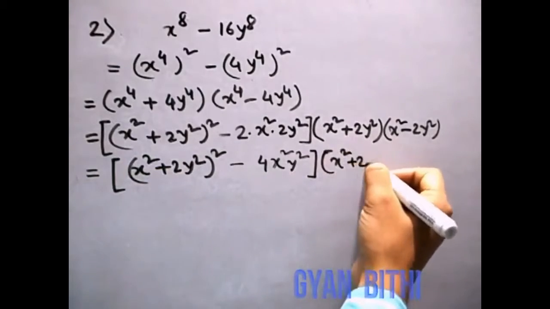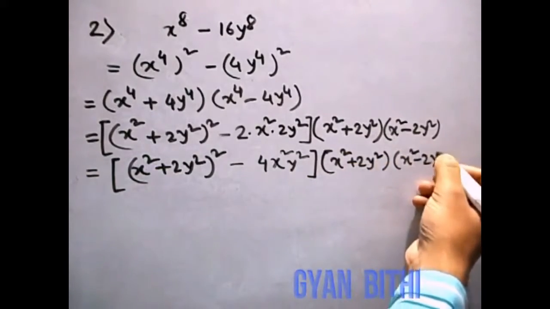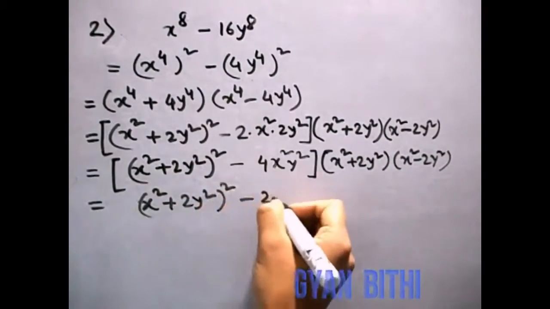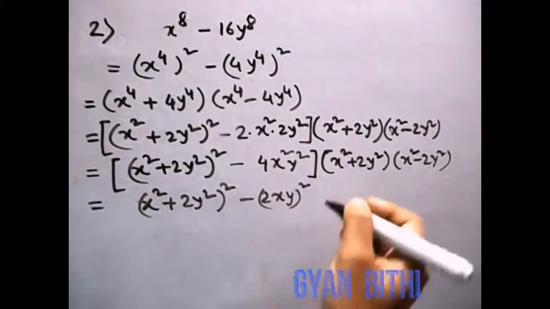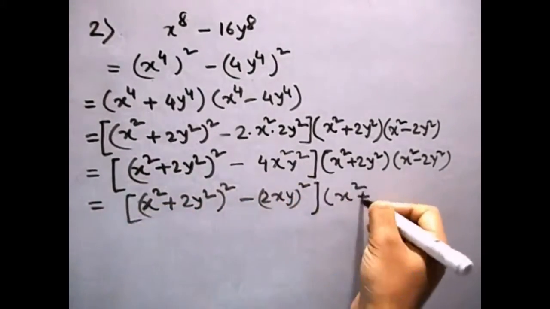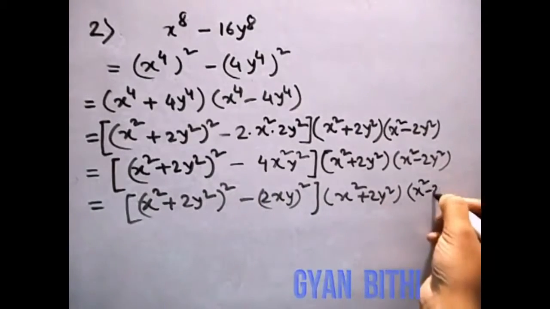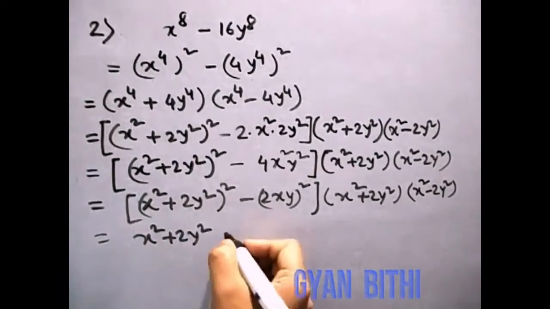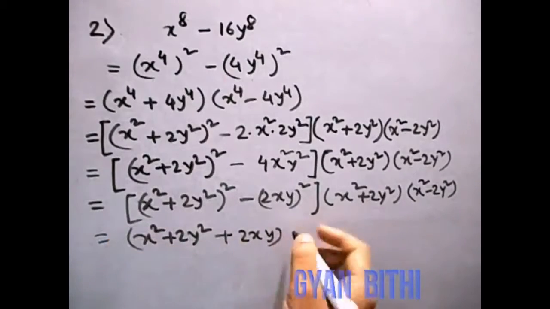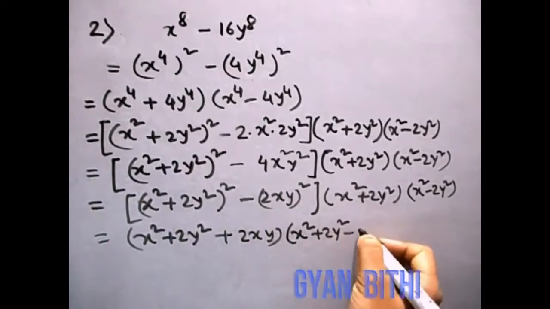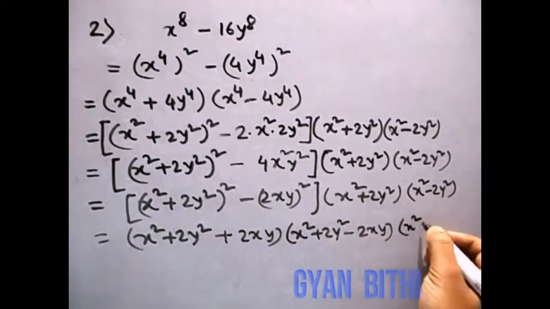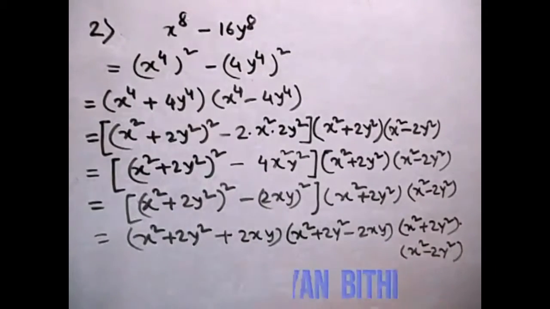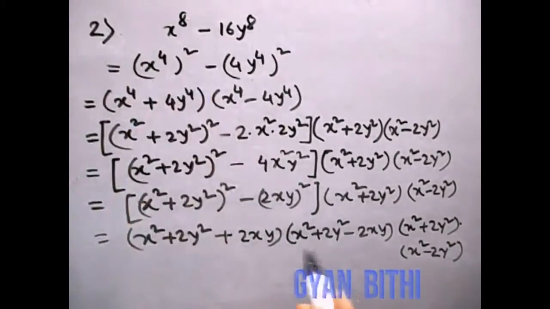Equal to x square plus 2y square whole square minus 2xy whole square into x square plus 2y square into x square minus 2y square, equal to a plus b into a minus b into x square plus 2y square into x square minus 2y square. This is the factorization of x to the power 8 minus 16 y to the power 8.